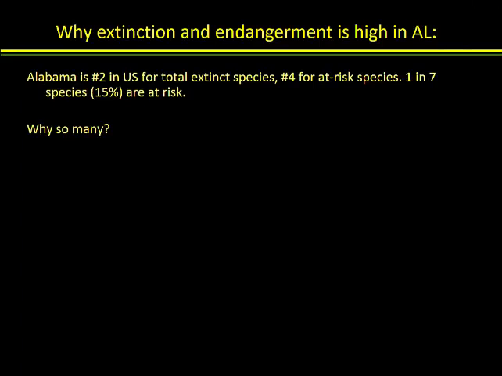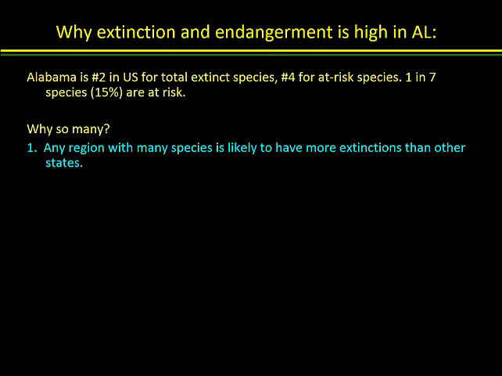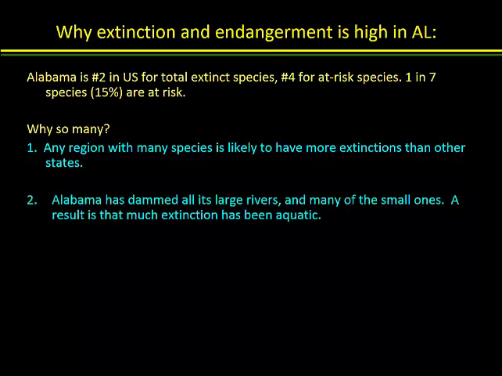Okay, next I want to move on to the question about why extinction and endangerment is so high in Alabama. Why are we number 2 for extinct species and number 4 for at-risk species? There are several different reasons. One has to do with simply because we've got a lot of species. So when passenger pigeons went extinct in the southeast, we of course had passenger pigeons because we have many species in our state, and that counts as one of our extinctions. So just by having more species means that when there are extinctions, we're going to lose more.